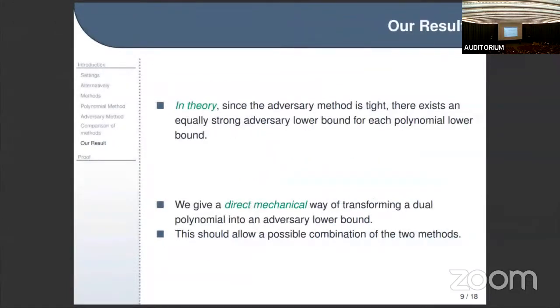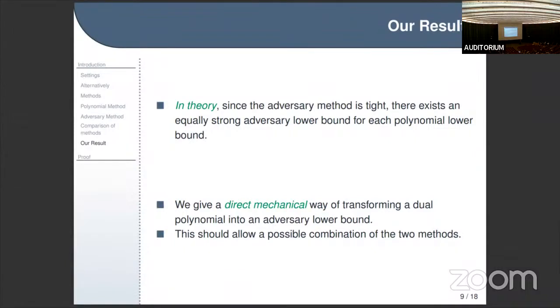So let me state the result. In theory, since the adversary method is tight, there ought to exist an equally strong adversary lower bound for each polynomial lower bound, just by utilizing this theorem. But there was no known direct connection, no direct construction of how to obtain this adversary lower bound.